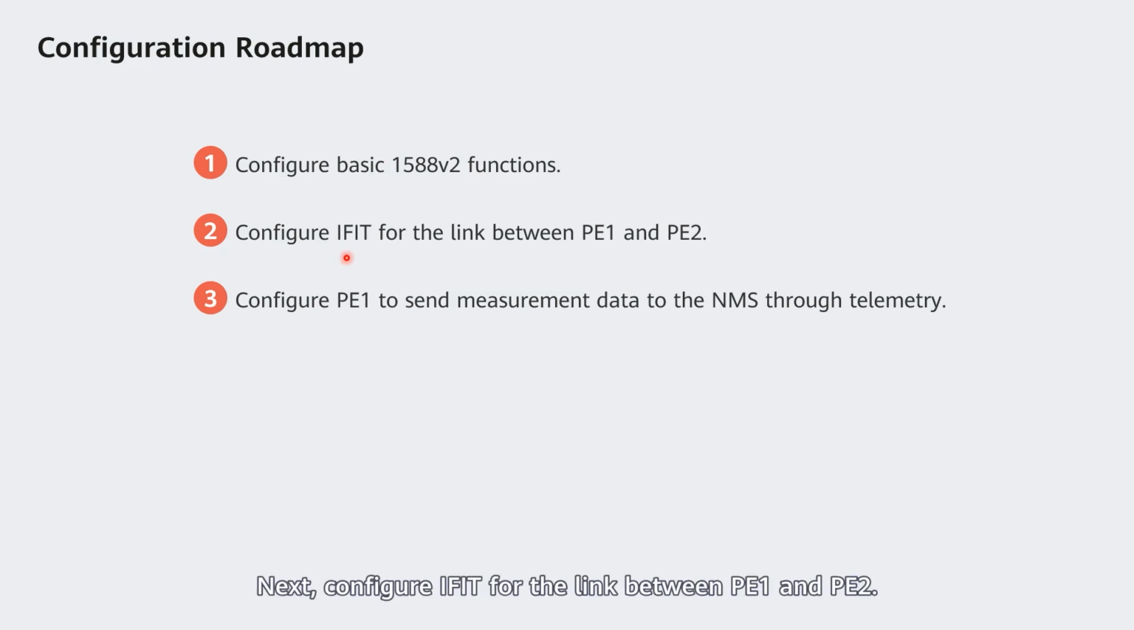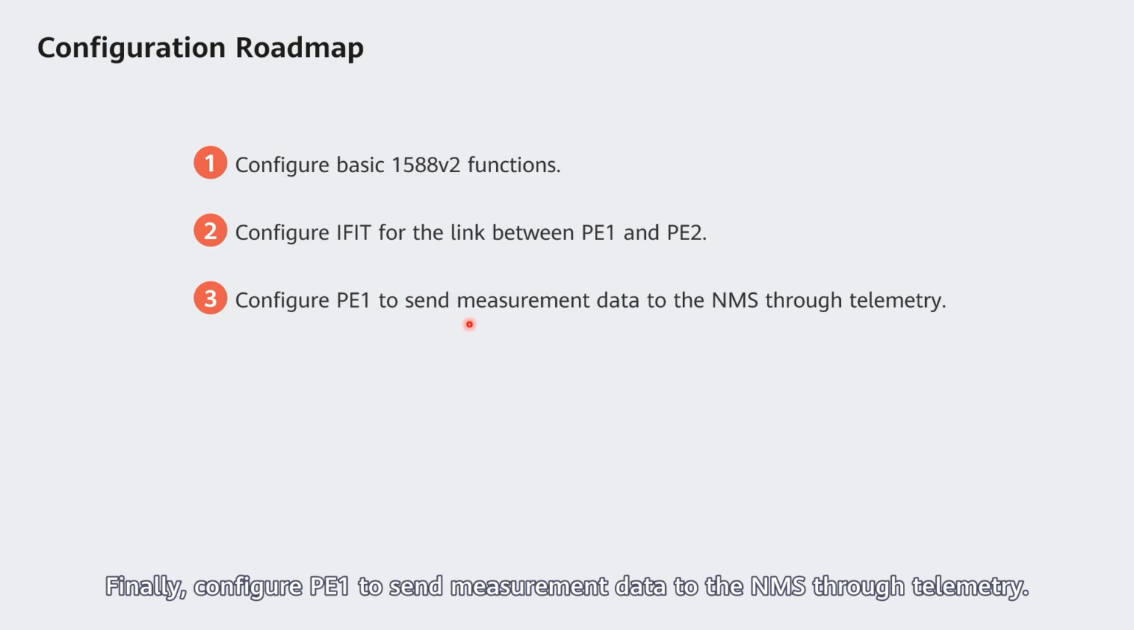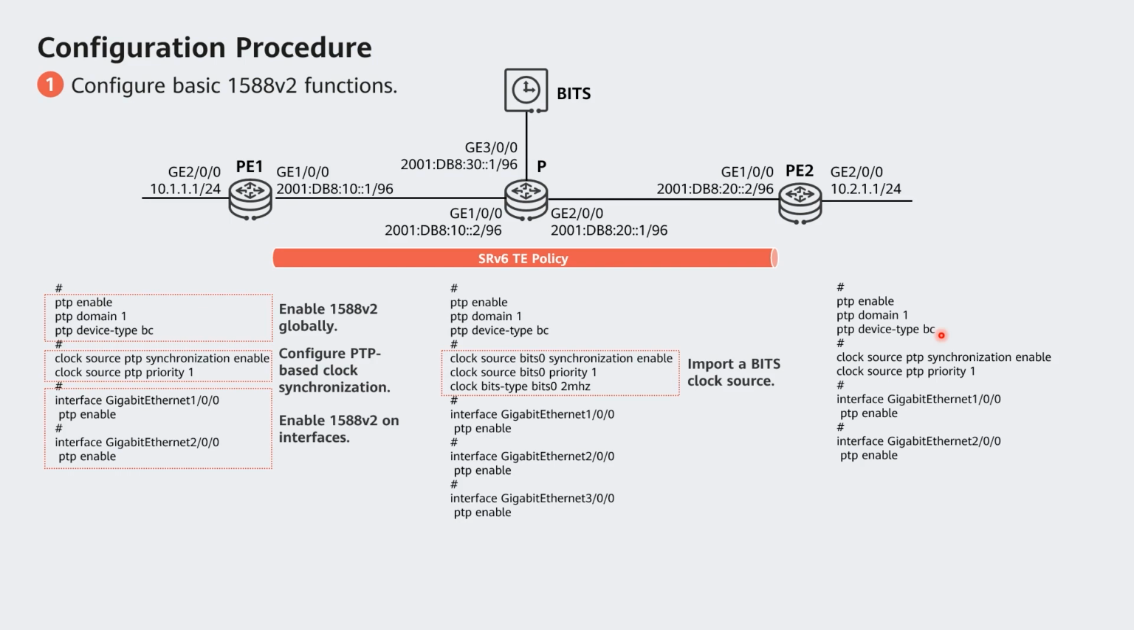Next, configure IFIT for the link between PE1 and PE2. IFIT can then periodically collect statistics on the packet loss rate and transmission delay of the transit network. We'll introduce two configuration modes in this course, 5-tuple-based and peer-based. Finally, configure PE1 to send measurement data to the NMS through telemetry. Let's dive into the specifics.